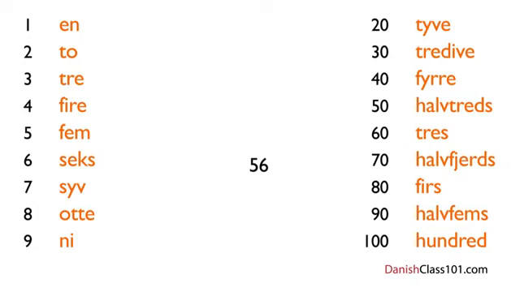Let's try it out. How would you say 56 in Danish? Let's take it step by step. 6 is 6, add og, and then add 50. 6 og 50. It's done. Isn't it easy? Let's make another number, for instance, 98. Take 8, add og, and then add 90. 8 og 90.